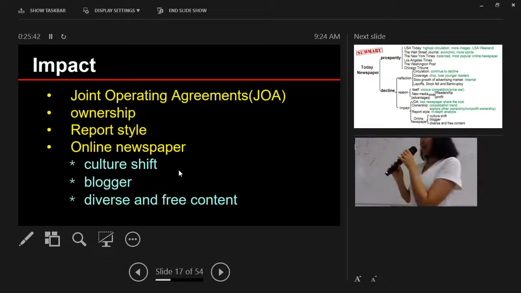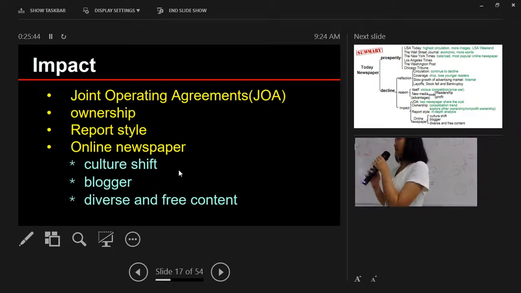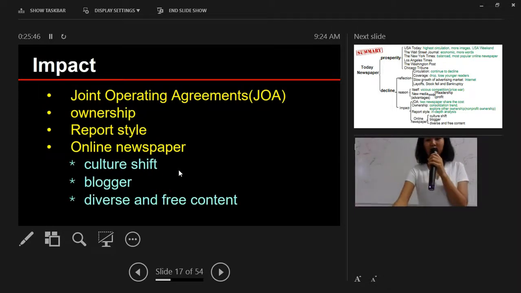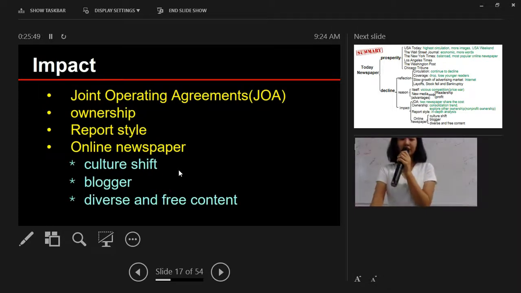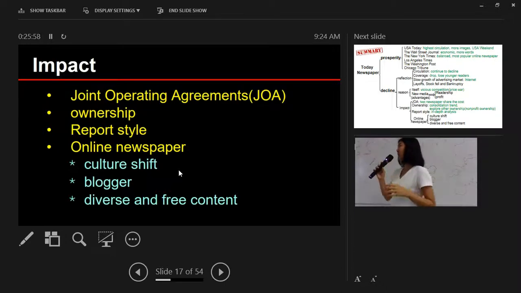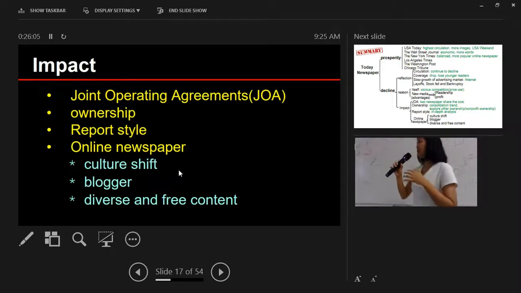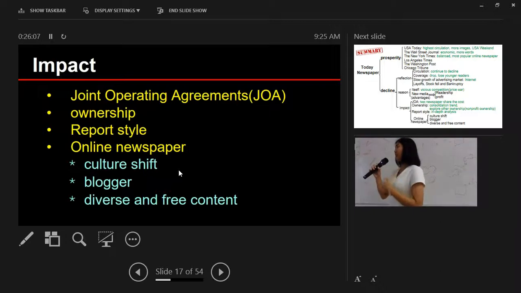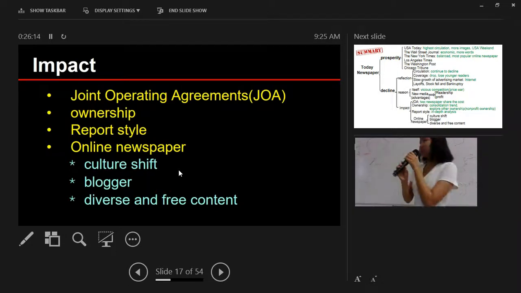And this is the fact of the decline. First, the JOAs were created. JOA means Joint Operating Agreements. That lets two newspapers share the cost to face the challenges of declining readership. But because the JOA can't stop the decline, it fails and crumbles. The other is ownership. One is consolidation.